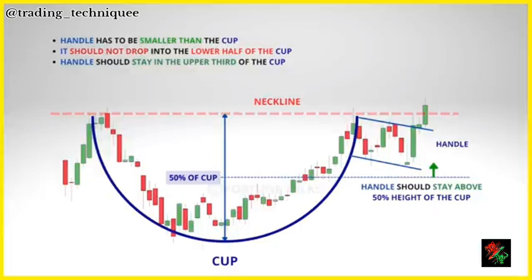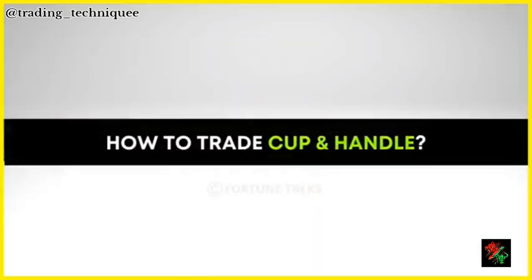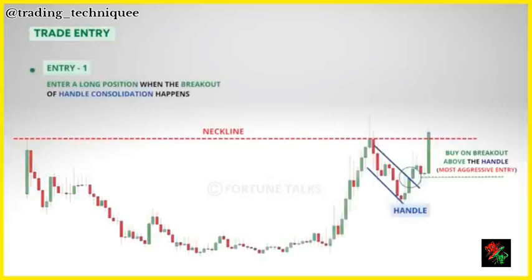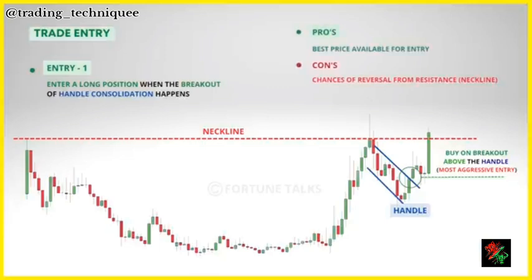Now the handle is the last bearish attempt to push the prices lower, and when it fails and the prices break above the handle, we can expect the market to rise. Now let us take a look at the entry, stop loss and target criteria. The first cup and handle confirmation comes when the price breaks above the tight consolidation range. So this is the most aggressive and cheapest entry price that you can find.